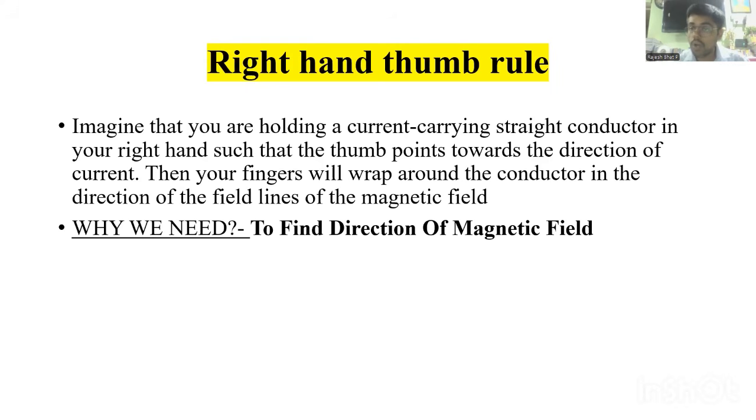Now you should know one thing very clearly. What we know is, around a magnet there is a magnetic field. Anyone can say this, even a small child can say it.